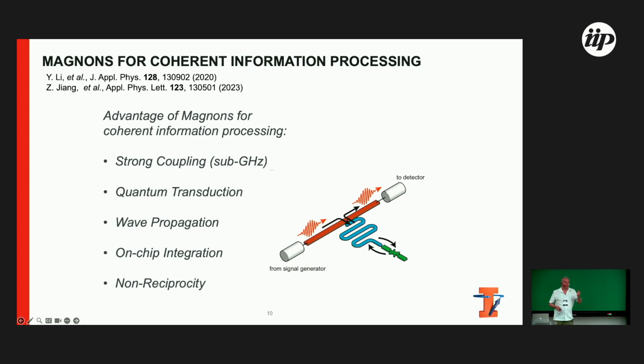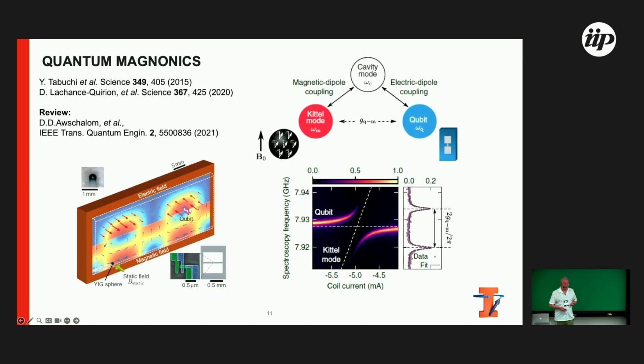And I think ultimately, if magnetism plays a role in quantum devices, it's really here where it matters. Okay, so it's all nice and dandy. How about connecting it to real quantum effects, where you look at single quantum excitations?